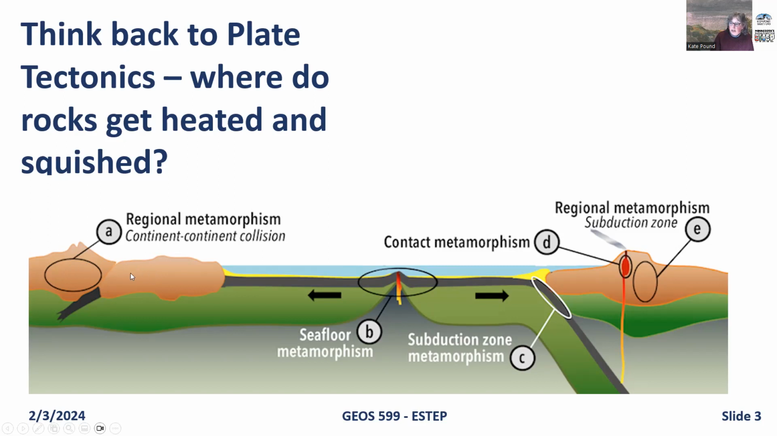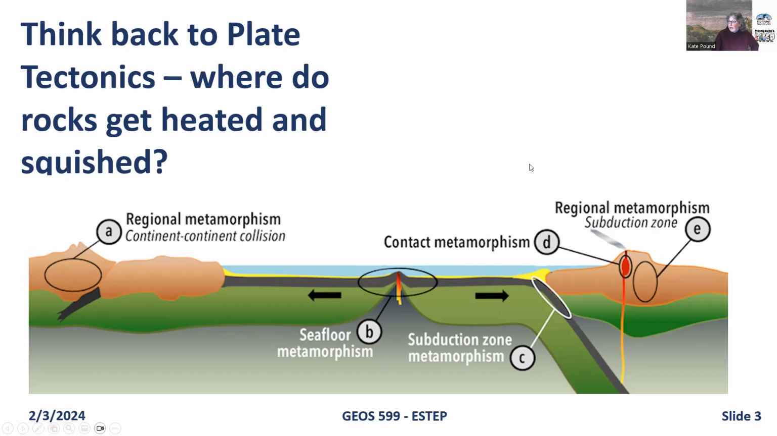This is India crashing into Asia here, and these peaks would be the Himalayan peaks. And that convergent boundary, which is now a continent-continent collision, results in all this crust being squidged together, and it gets heated up, and that produces regional metamorphism, not unlike what's happening over here on the right.